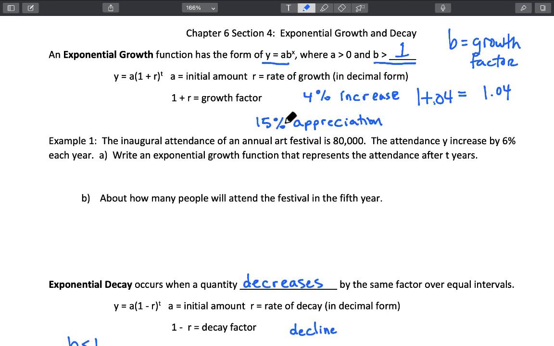Likewise, if we had a 15% appreciation, which is just a fancy way of saying growing in value, then that would be 1 plus 0.15. 0.15 is the decimal conversion of 15%, and that would convert to 1.15 as a growth factor. Again, that's larger than 1, and therefore whatever our initial amount is will be growing.